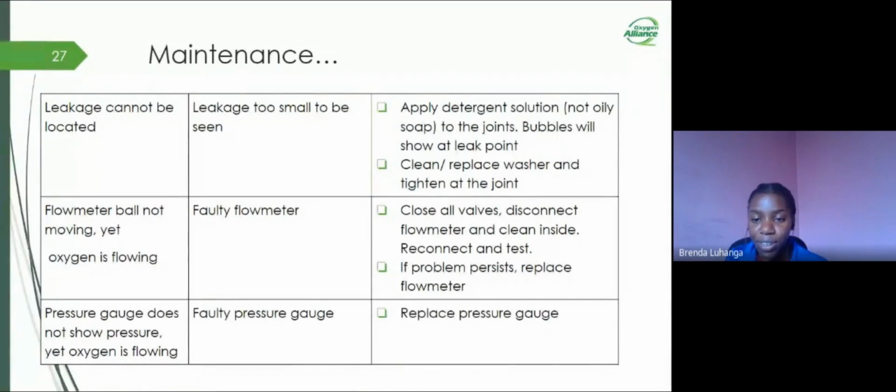And sometimes the flow meter ball does not move, yet the oxygen is flowing.